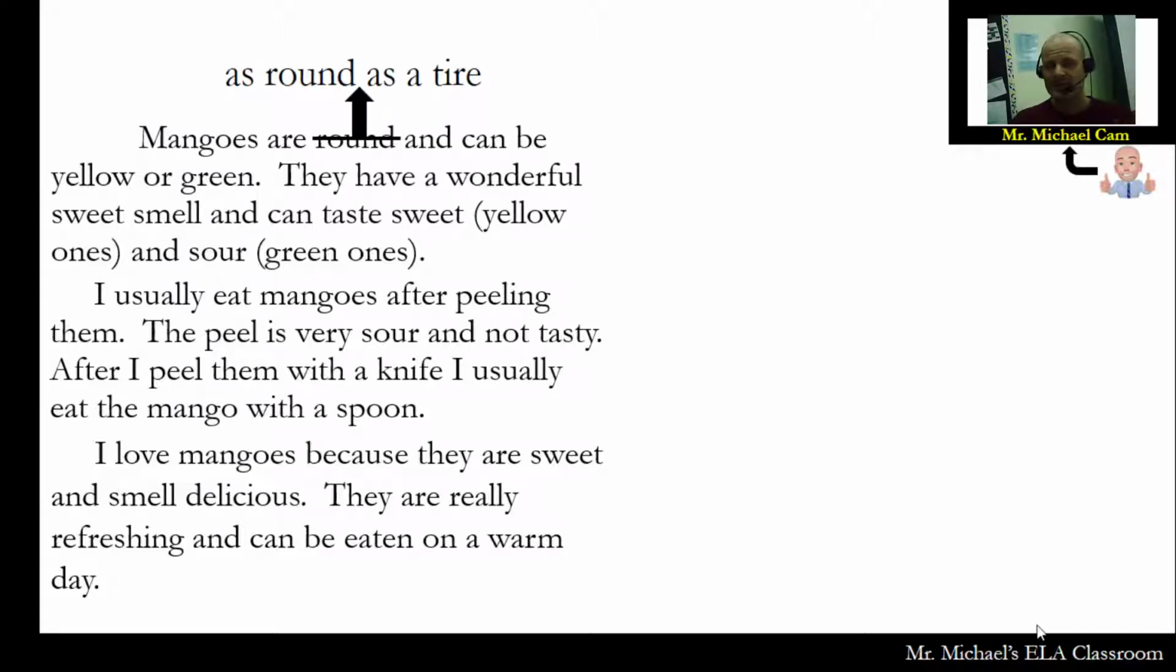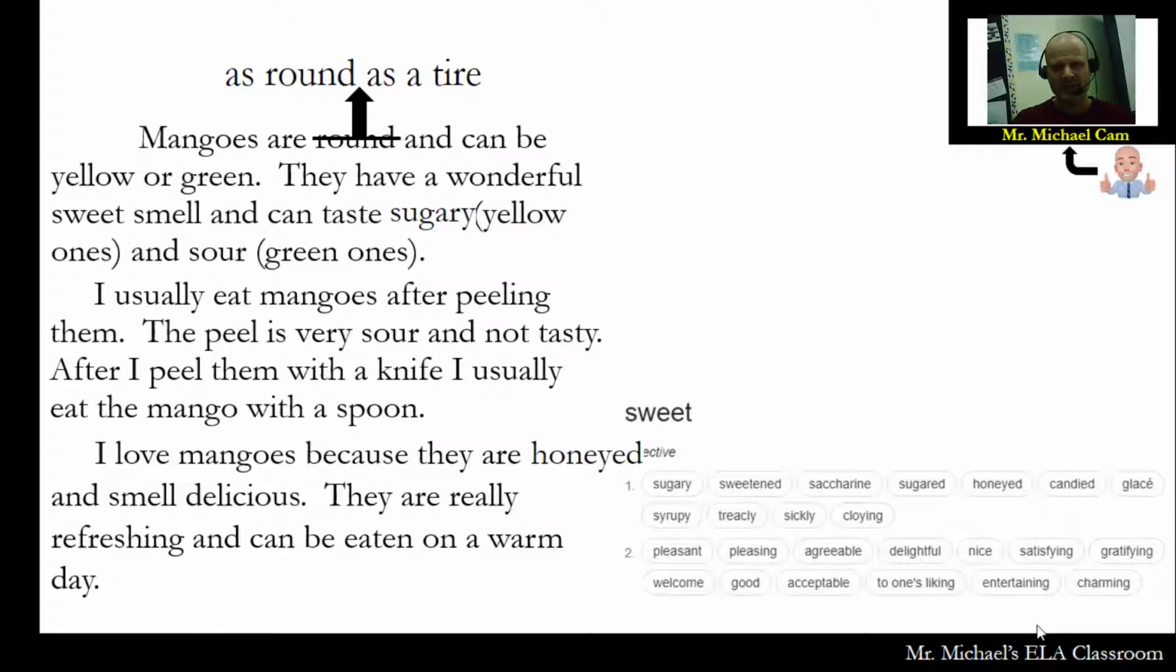So instead of saying mangoes are round, I could say mangoes are as round as a tire. That is a simile. Instead of repeating sweet, I can look up sweet in a thesaurus and see a bunch of different words I can use. So instead, I could get rid of it for sugary and honeyed. So these have allowed me to expand and vary my words, my adjectives.